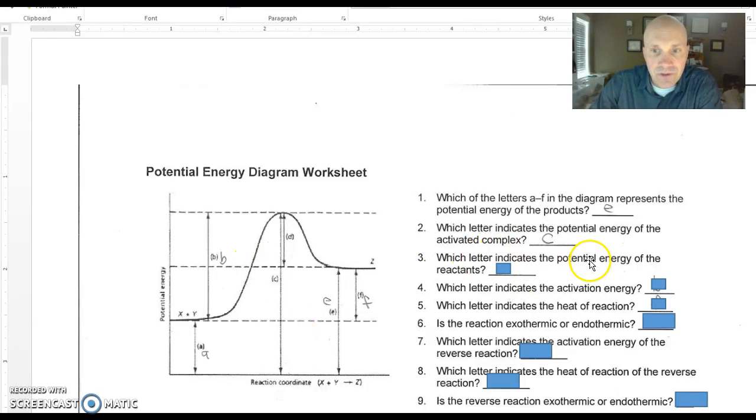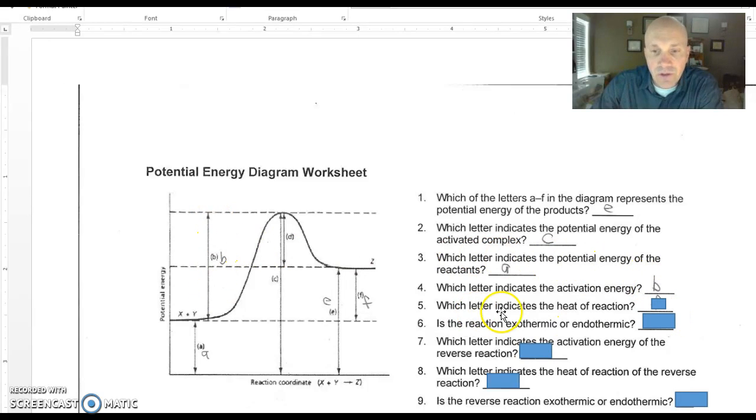All right. What's the potential energy of the reactants? That's going to be A. Which letter indicates the activation energy? The activation energy is the energy that you've got to put into the reactants to get the reaction to occur. So that would be the difference from here to the top. So that is represented by arrow B.